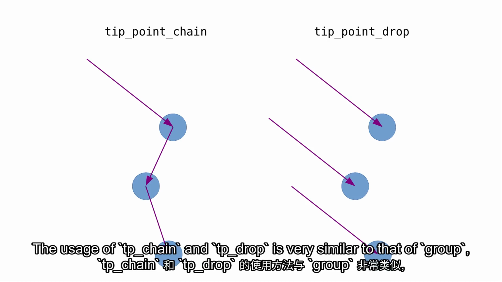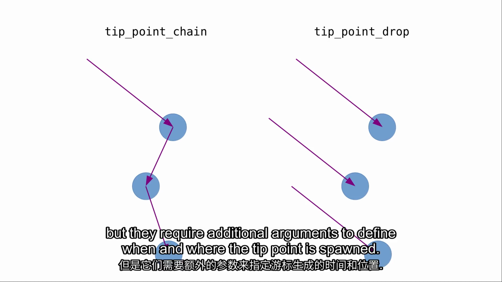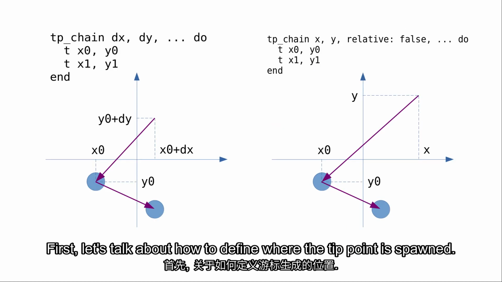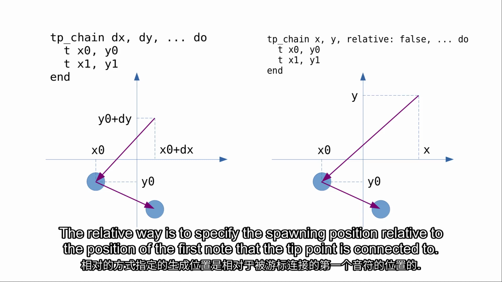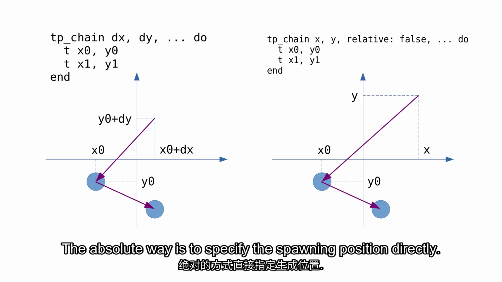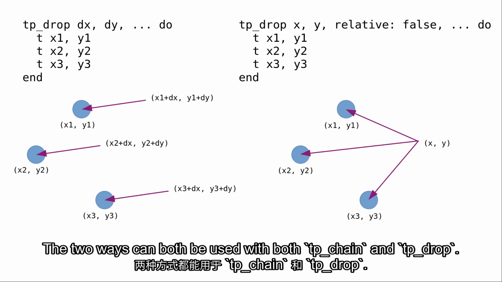The usage of TP chain and TP drop is very similar to that of group, but they require additional arguments to define when and where the tip point is spawned. First, let's talk about how to define where the tip point is spawned. There are two ways to specify the spawning position, relative and absolute. The relative way is to specify the spawning position relative to the position of the first node that the tip point is connected to. The absolute way is to specify the spawning position directly. The two ways can both be used with both TP chain and TP drop.